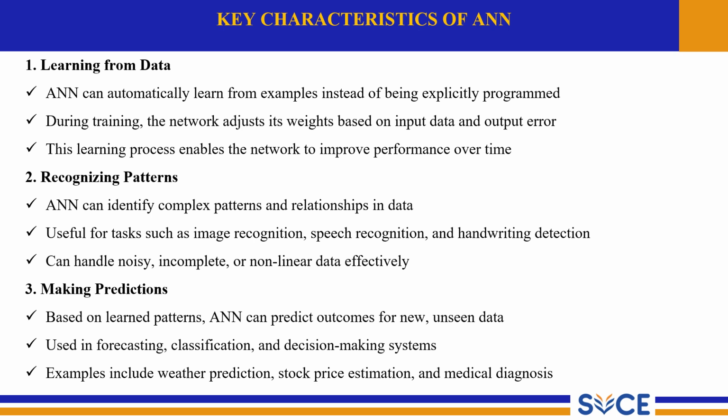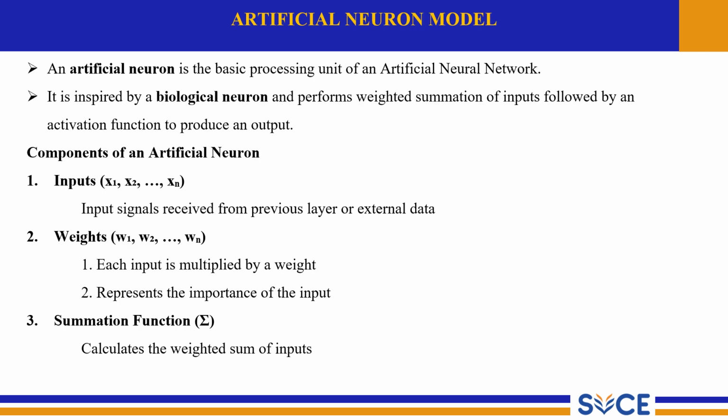Examples include weather prediction, stock price estimation, and medical diagnosis, where the network uses learned patterns to provide reliable predictions. An artificial neuron is inspired by a biological neuron in the human brain. So it receives signals, processes them, and produces an output. This processing involves taking multiple inputs, assigning importance through weights, summing them, and passing the result through an activation function.